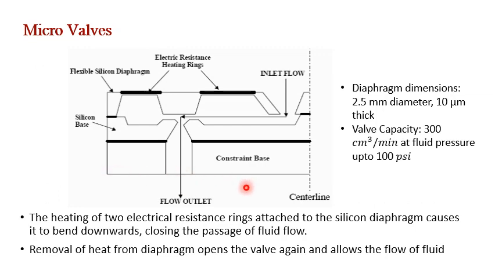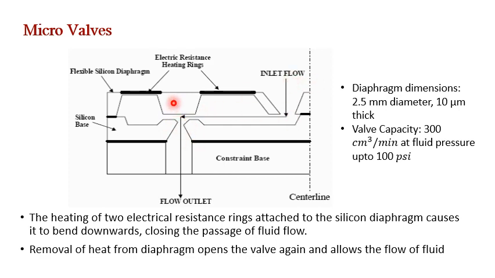This figure shows the schematic diagram of a microvalve. So you can see there is a silicon base to which a flexible silicon diaphragm is attached, and this over here shows the passage flow of the fluid. Okay, and to this diaphragm a pair of electric resistance heating rings are attached. So on heating these electric resistance rings, the top diaphragm will move downward. This downward movement of the diaphragm is going to close this valve, preventing the flow of the fluid.